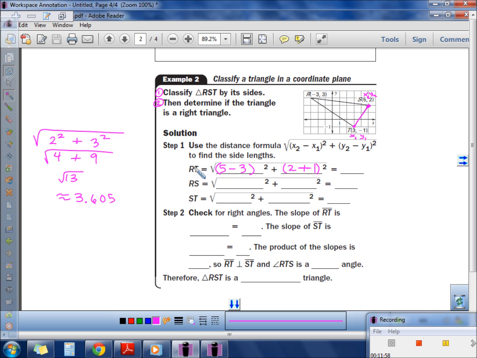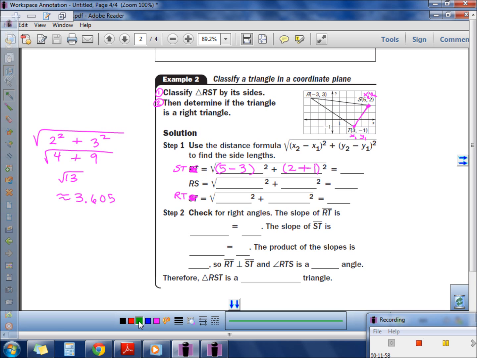Also, we did ST, not RT, so I'll just switch these real quick. ST, and then later on we'll do RT. I just labeled it wrong. All right, that's the distance formula. Everybody needs to be able to do that in case you don't have a graph. But when you do have a graph, I like to use the Pythagorean theorem.